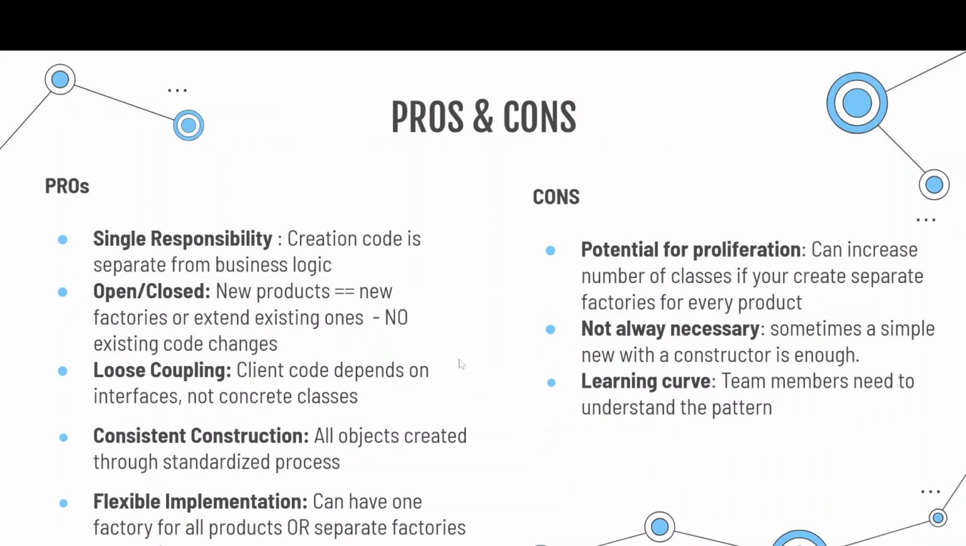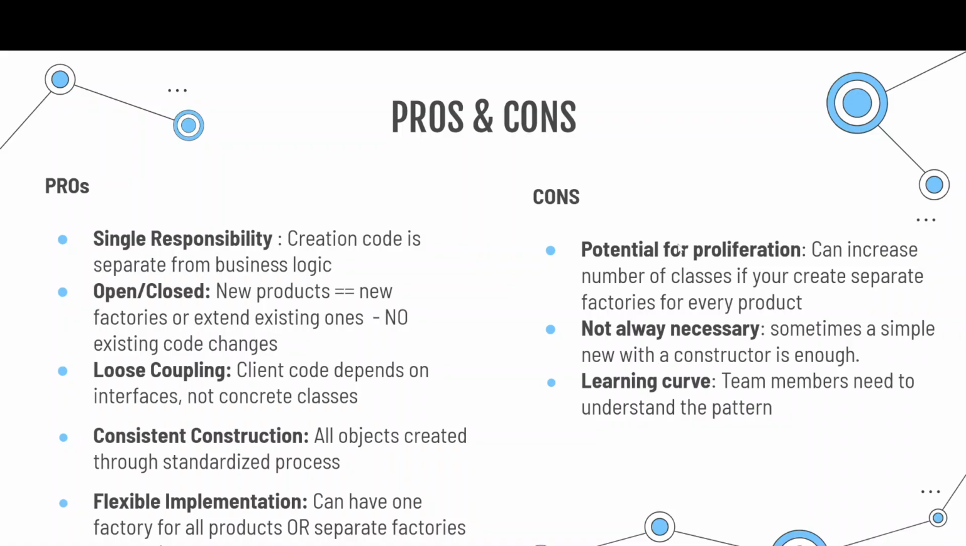Pros and cons: single responsibility, creation code is separate from business logic. That's a big plus. These are the things that make our code very easy to maintain. Open closed principle is followed, so new products equals new factories, or extending existing ones. No existing code changes. Loose coupling, client code depends on interface, not concrete classes, right? So your client code does not know anything about your concrete classes. Consistent construction, all objects created through standardized processes. And then flexible implementation, can have one factory for all products or separate factories per product.